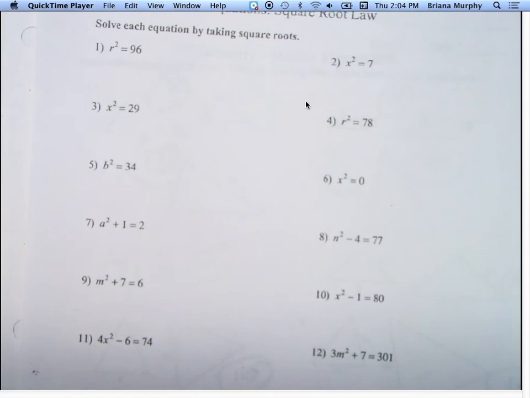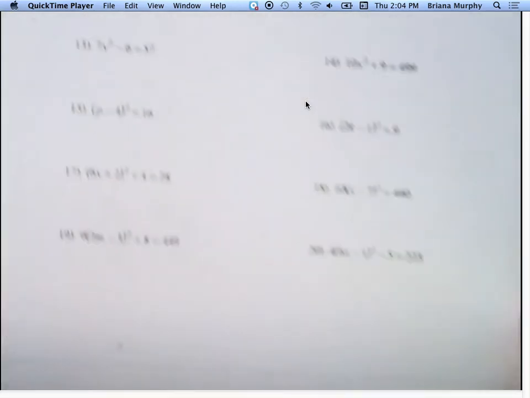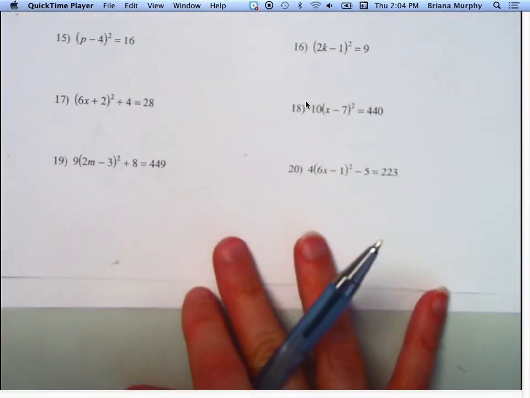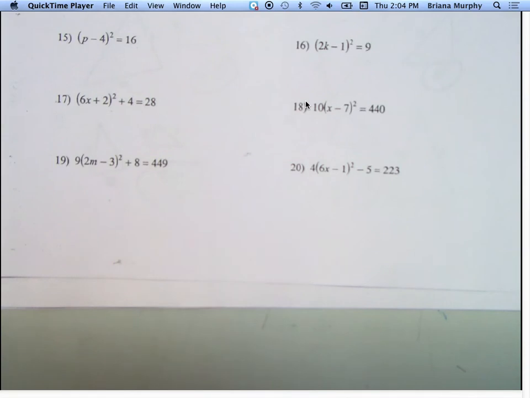Okay. Let's look at this. We've got a bunch of different problems to try. So I'm not even gonna do the ones at the top. I'm gonna have you do them. I'm gonna start and do maybe like 19 and 20, just to kind of give us an idea. Okay. So I'm looking at 19.